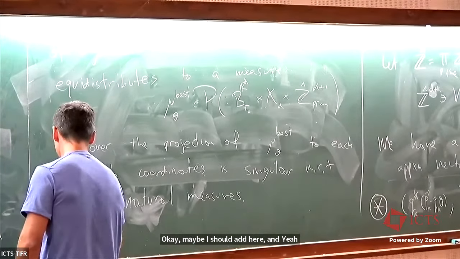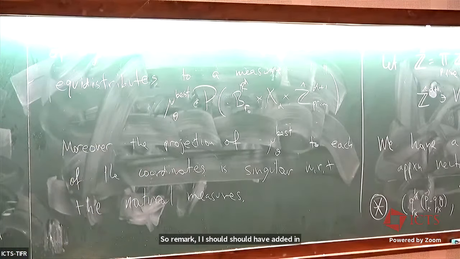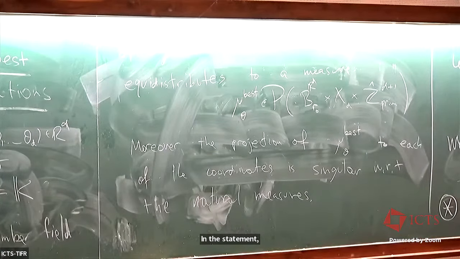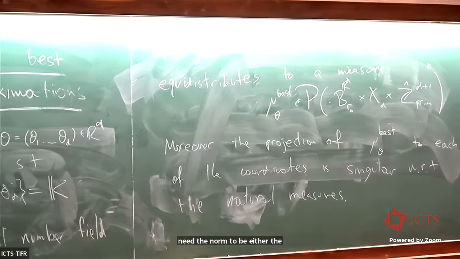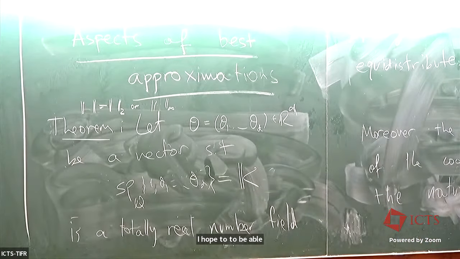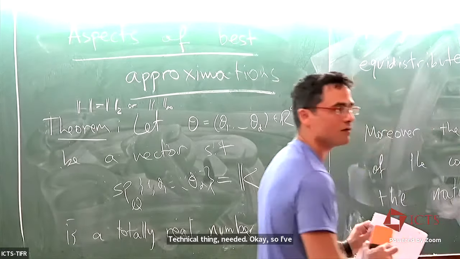Okay. Maybe I should add here, so remark. I should have added in the statement the norm. For the algebraic case, there is some technicality appearing in the proof, and we need the norm to be either the Euclidean norm or the infinity norm. Okay. I hope to be able to explain where this technical thing is needed. Okay, so I finished part one of the talk of introducing the objects and stating the results.